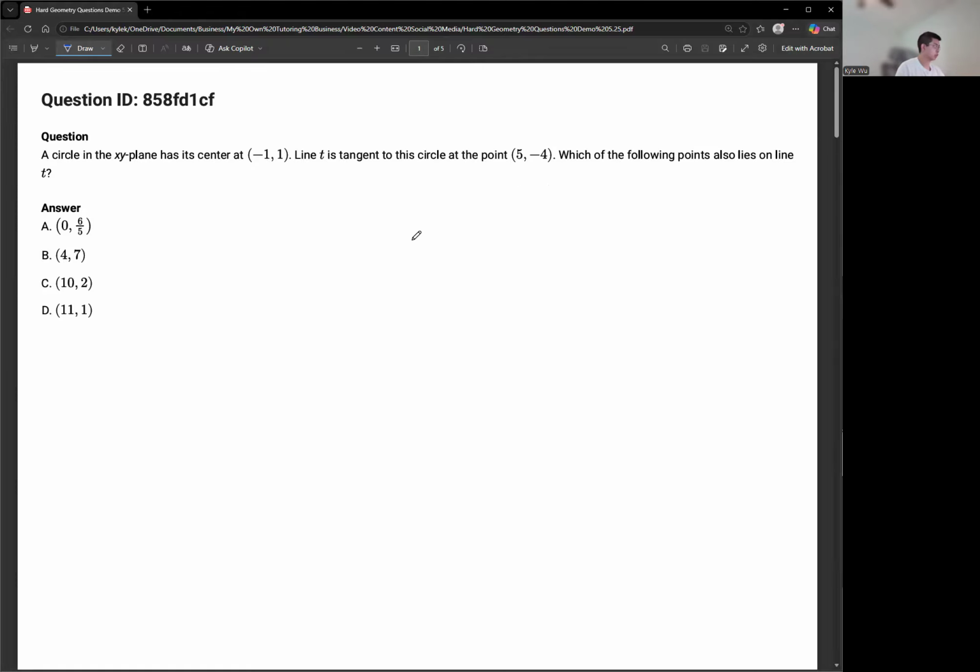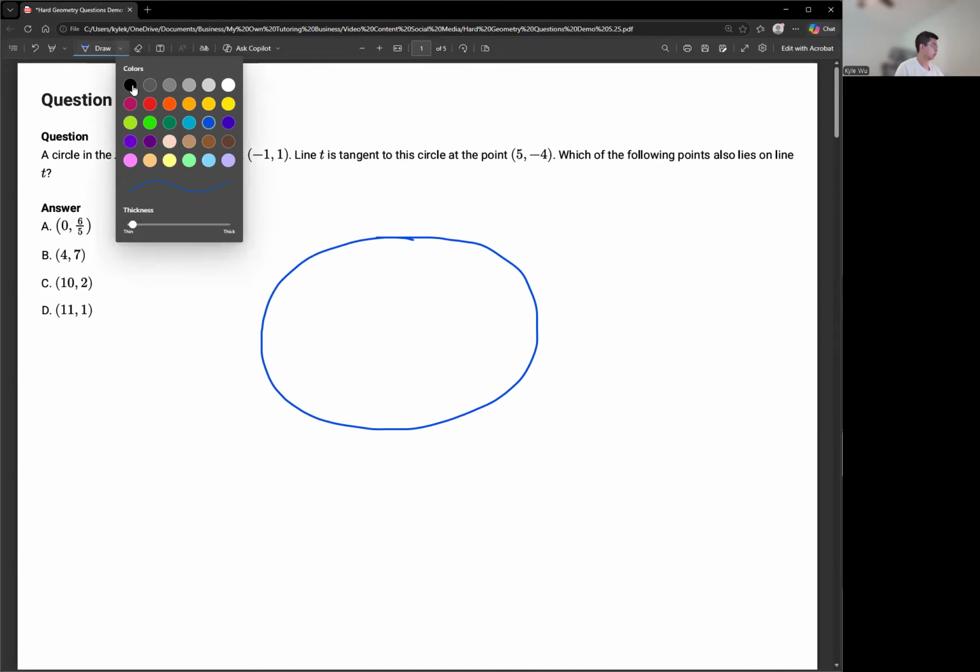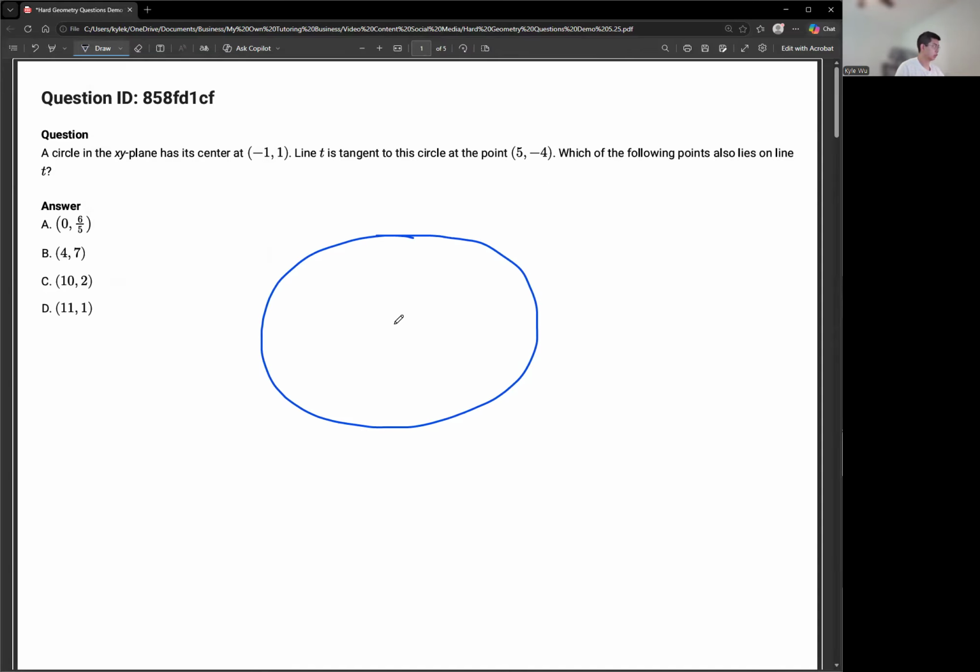So if we were to visualize this, we have a circle, okay? Sorry, poorly drawn circle, but let's say that's a circle, and the center is right here, -1 and 1. And this point 5 comma -4 is probably down here somewhere. And what we're being told is that there is a line T that is tangent to this circle.